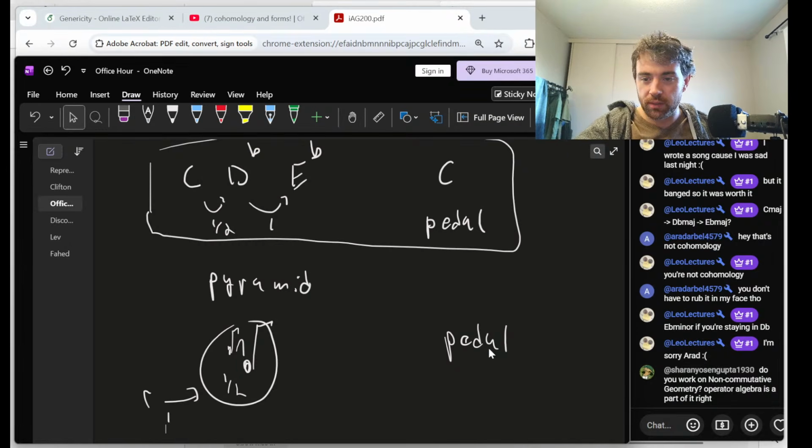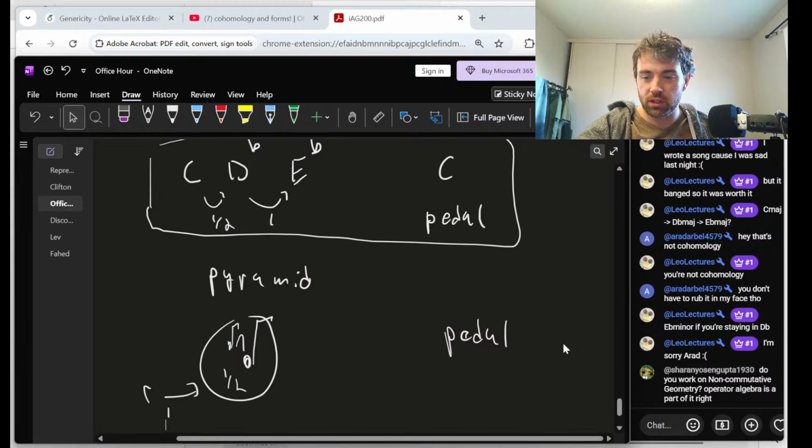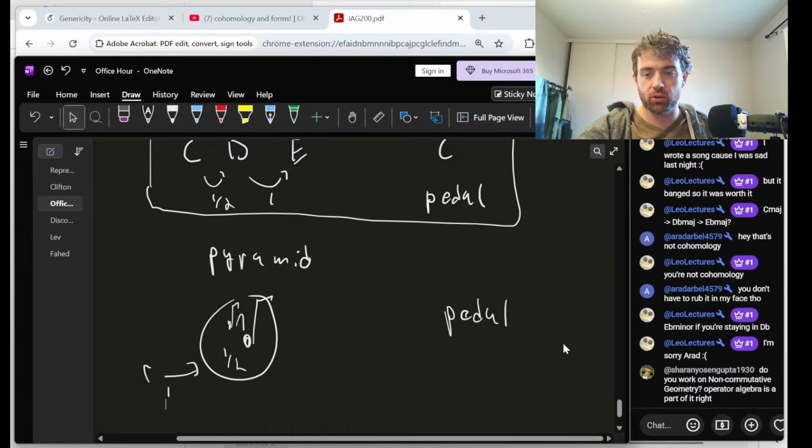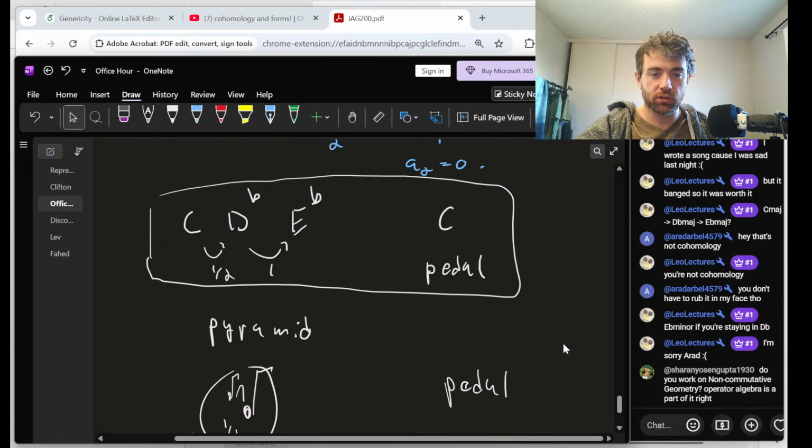Do I work in non-commutative geometry? No. Operator algebra is a part of it. I think so, but I don't really work in non-commutative geometry.